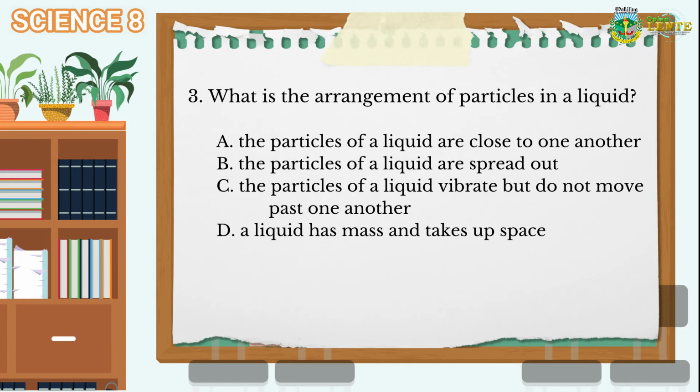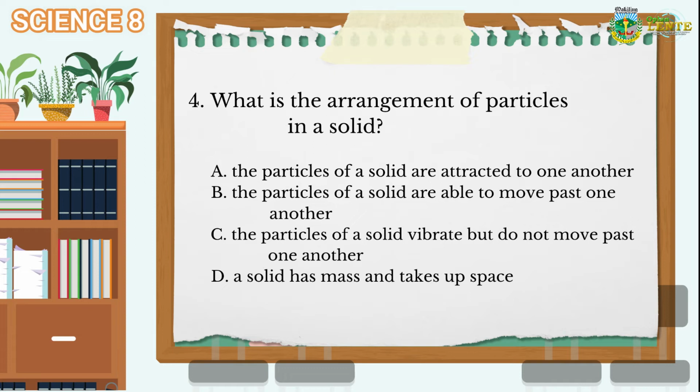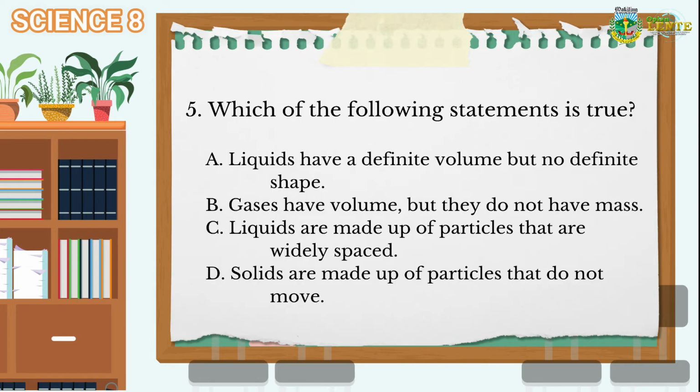Number 3. What is the arrangement of particles in a liquid? The particles of a liquid are spread out. 4. What is the arrangement of particles in a solid? The particles of a solid vibrate but do not move past one another. And number 5. Which of the following statements is true? Solids are made up of particles that do not move.